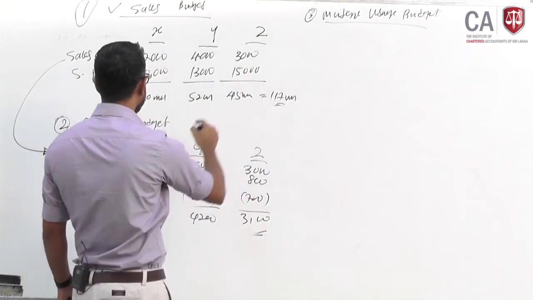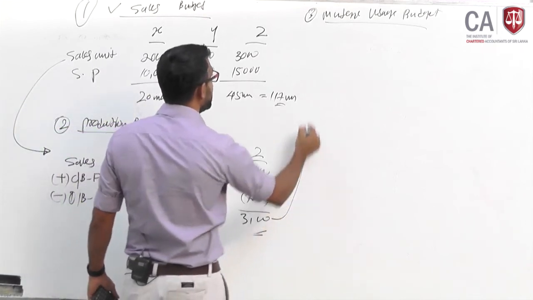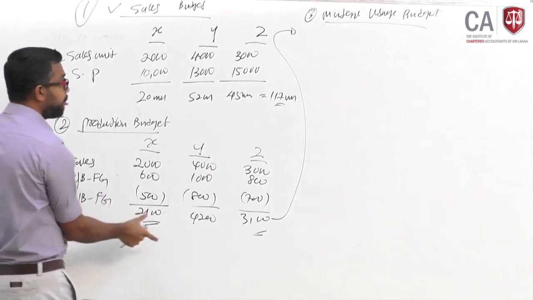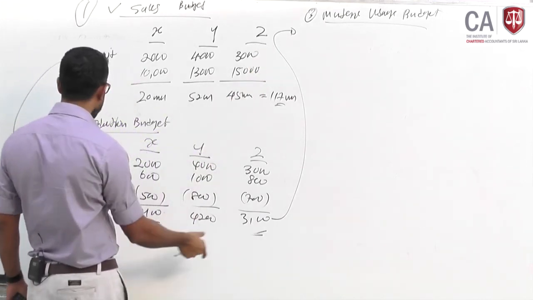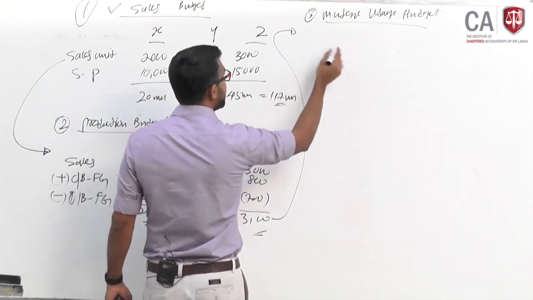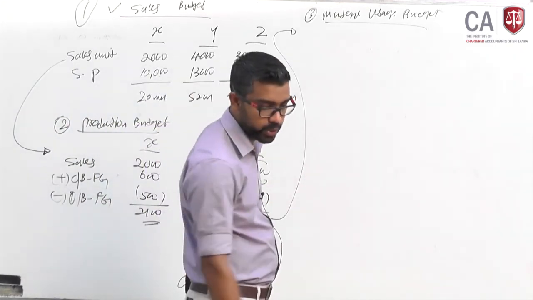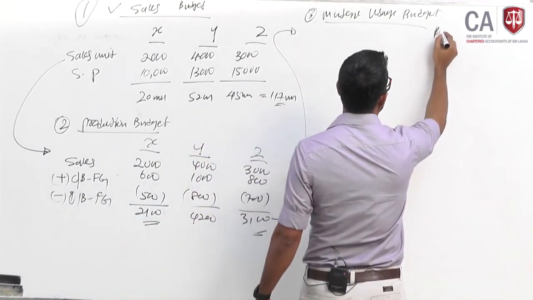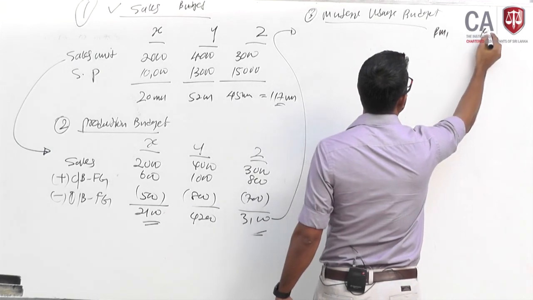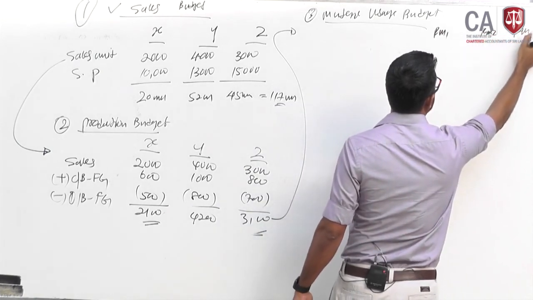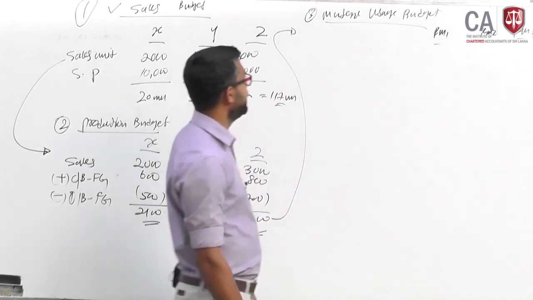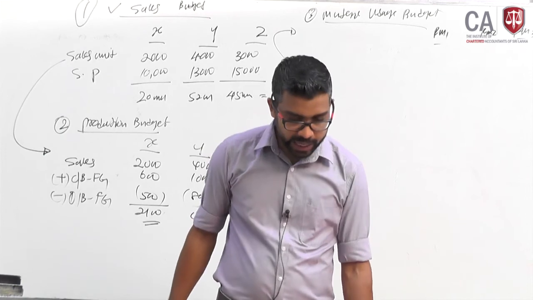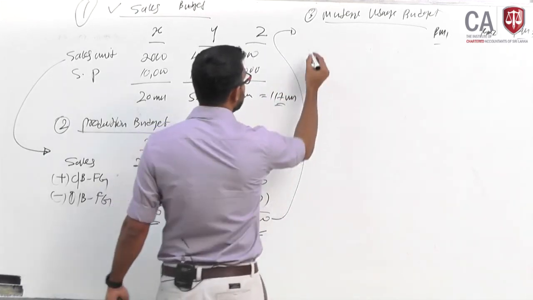To prepare this we cannot start from here. This is the input for the next budget. Sale is the input to the production budget. Material usage budget, input is what? Production. There are three types of material: RM1, RM2, RM3. Right? So then you have to start with production.